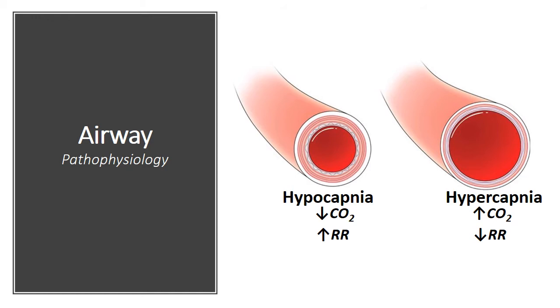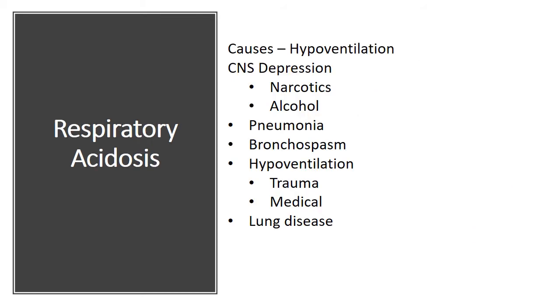And when that moves toward hypocapnia, a reduction in CO2 will also change the diameter of the blood vessels themselves. So as respiratory rates increase, CO2 goes down, and the diameter of the blood vessels goes down. And then just the opposite: as respiratory rates go down, CO2 levels will rise, and as CO2 levels go up, the diameter of those blood vessels will as well.